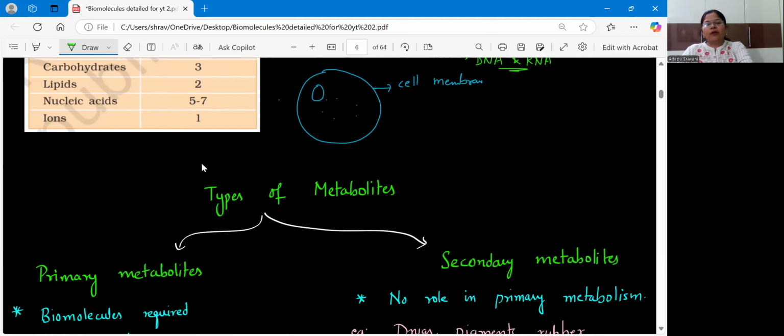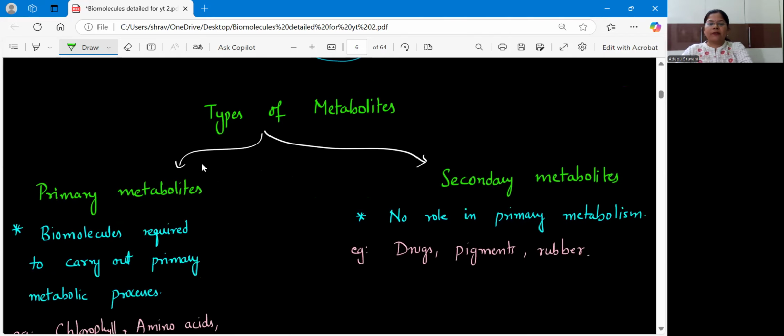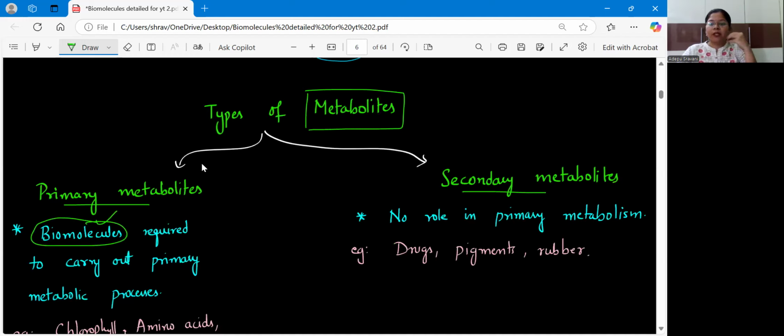Then we'll be talking about something called metabolites. Now, what do you mean by metabolites here? Any components or any products that we get after a chemical reaction are called metabolites. Clear? So these metabolites in our body are of two types. We have primary metabolites and secondary metabolites. Primary metabolites are the biomolecules whose function we know. That means they are actually involved in certain metabolic processes. Then such metabolites, we call primary.